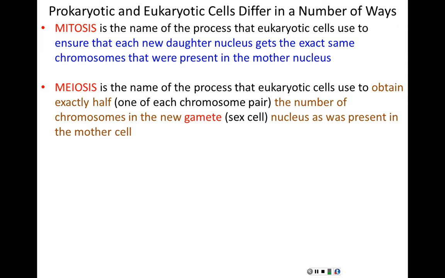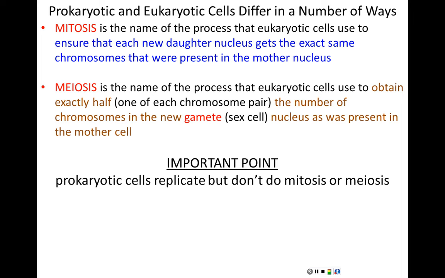And by half, we mean one of each chromosome pair. That'll become a little bit clearer as we get later on in the lecture. But meiosis splits the DNA content of a cell in half. What we have as a result of meiosis is a sex cell, or more appropriately referred to as a gamete. The gamete contains a nucleus that contains half the DNA of the mother cell. And this is important for sexual reproduction.